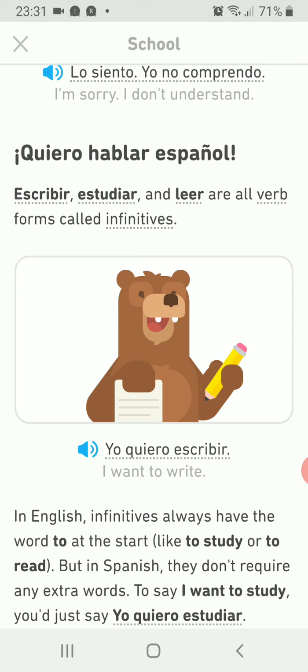Escribir, estudiar, and leer. So escribir is just like you see the bear holding a pen. So he's going to write on the piece of paper. So on this page, let's say. So escribir is the verb to write. Estudiar is the verb to study. And leer is the verb to read. So these are all verb forms called infinitives, in the infinitive form.